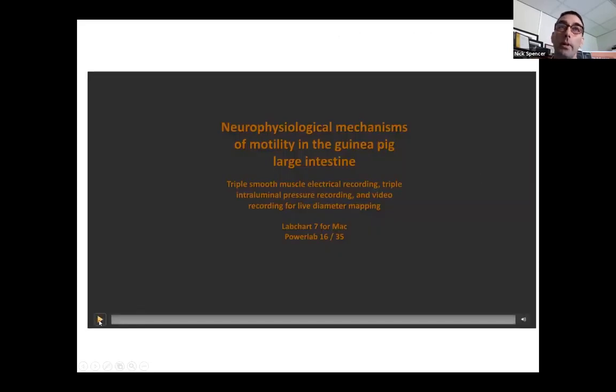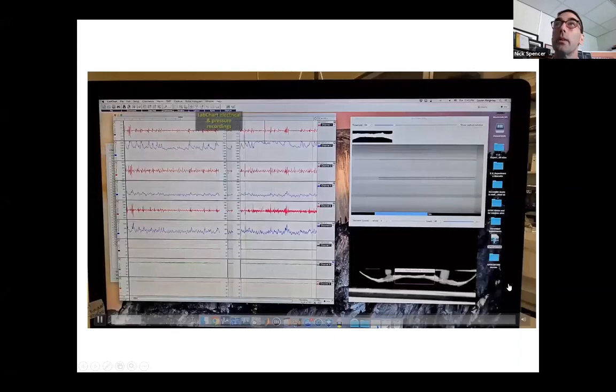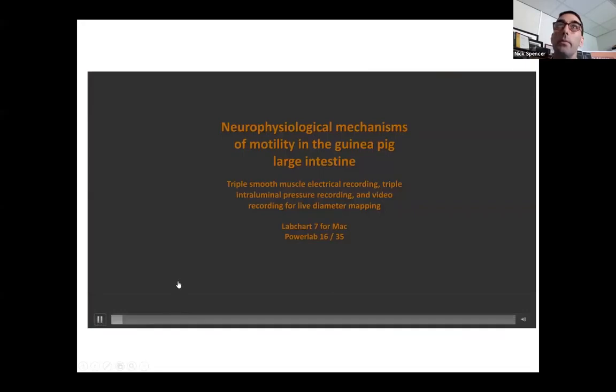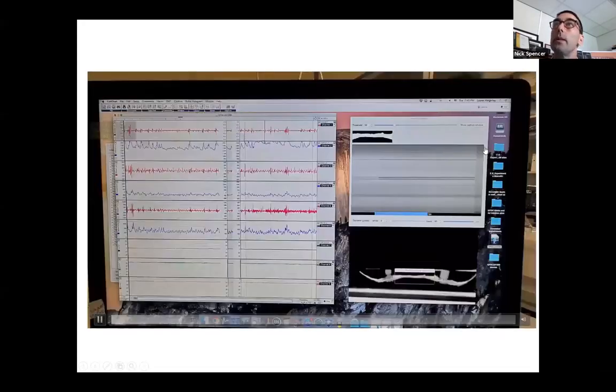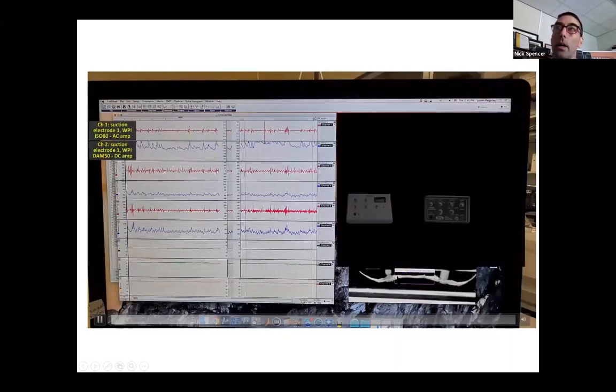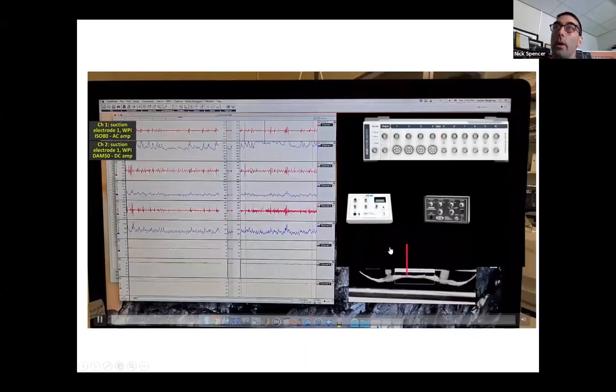So what we've done, and this is really the essence of what I'm talking about now, is this little video that Tim, a postdoc, put together. This is our iMac. This is just what we would be recording in the lab. Over on the right-hand side here is our real-time software, which Luke has made for us. So here's the segment of gut. We have one computer now, one interface.